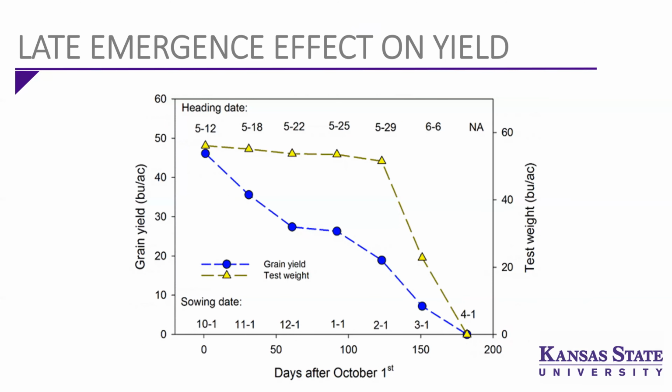And on the left side, we have grain yield, which is the blue line and the blue circles. And on the right side, we have test weight, the yellow line and yellow circles there.